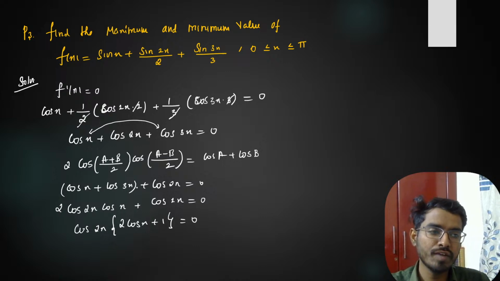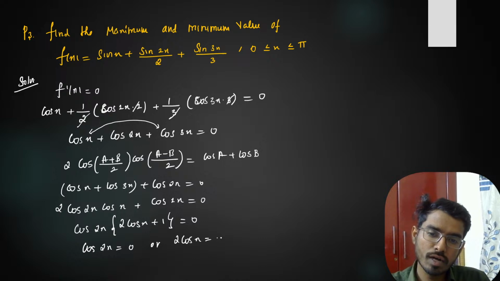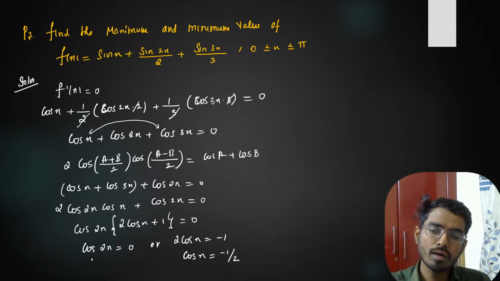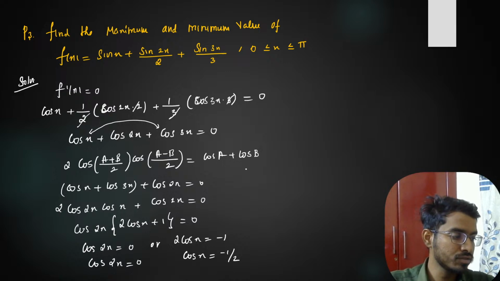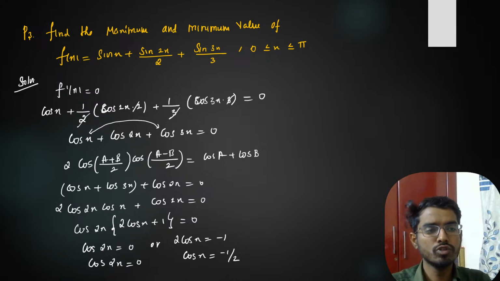I'm finding roots of f dash, so I'm just factorizing this. So that means cos 2x is equal to 0, or 2 cos x is equal to minus 1. So that means cos x is minus 1 by 2, or cos 2x is equal to 0. Now you have to find all those points where cos 2x is 0.